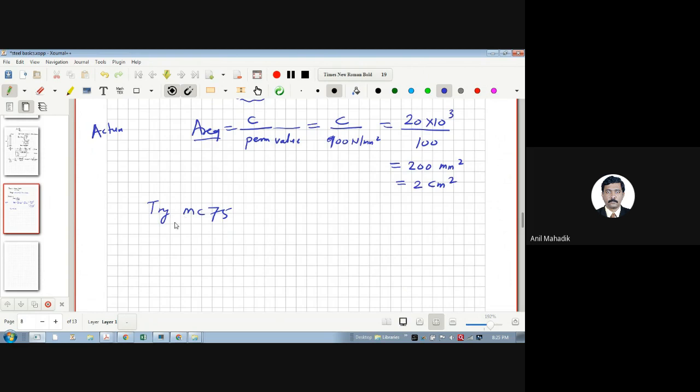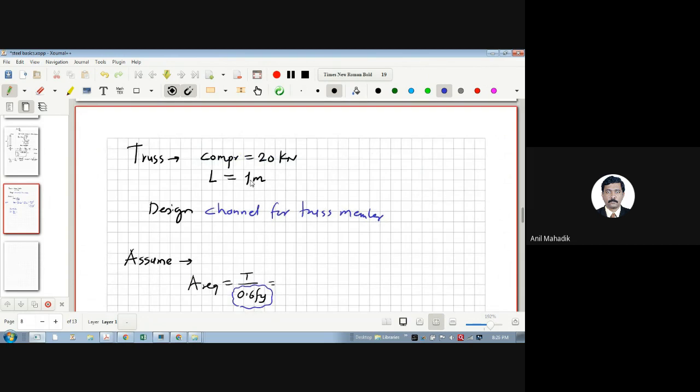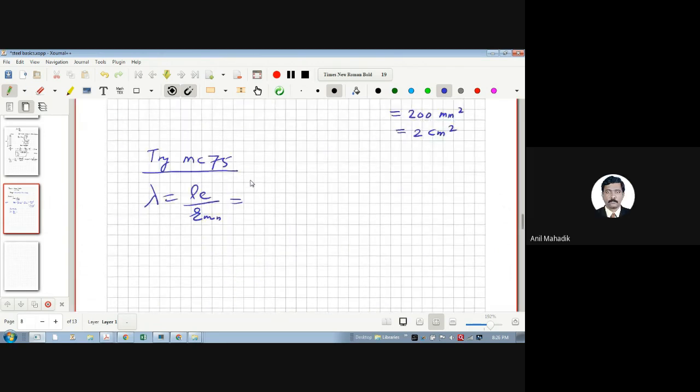Now tell me. Now you got this trial. So what is the first step? Lambda, L effective upon r minimum. What is the L effective? Please tell me. Actual height is 1 meter. What is L effective in trusses? It is pinned, so the same one. Same, because in truss all the connections are pin connections, and therefore this L effective is nothing but L. So it is 1 into L divided by r minimum.